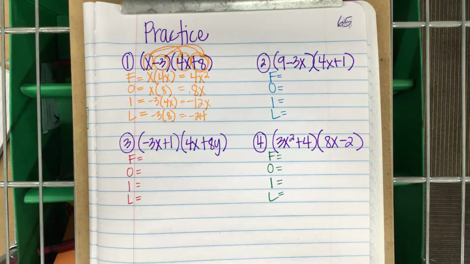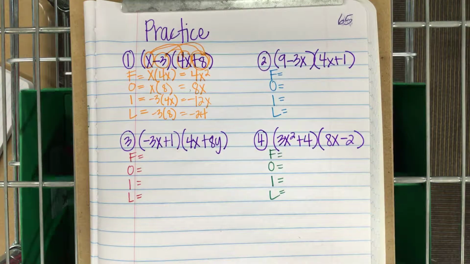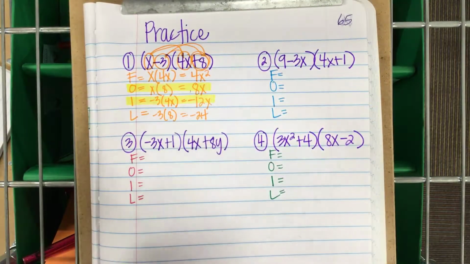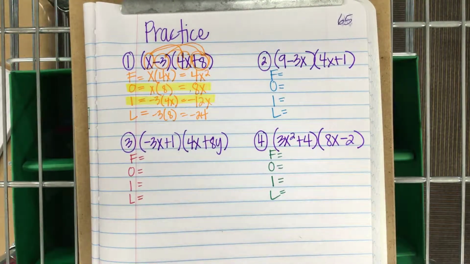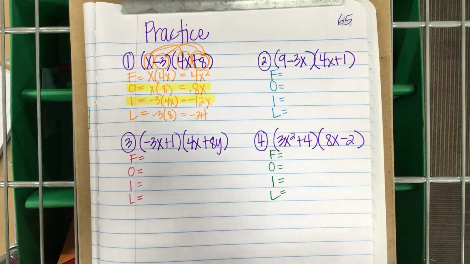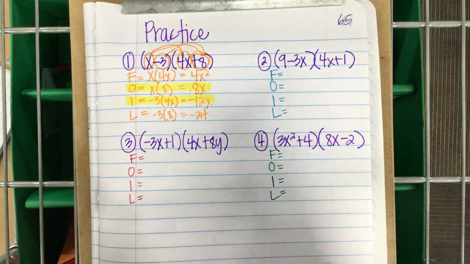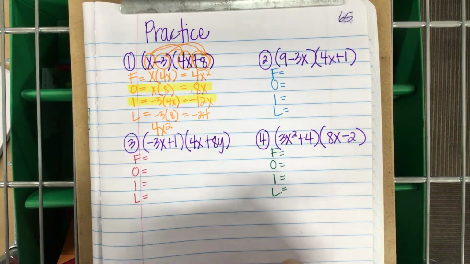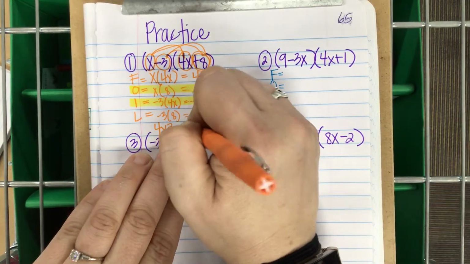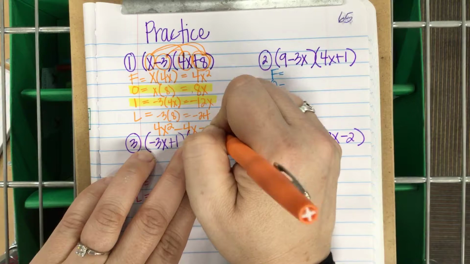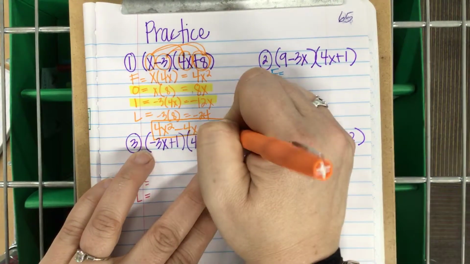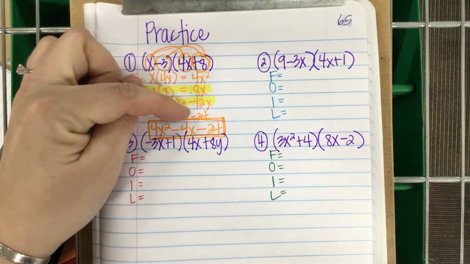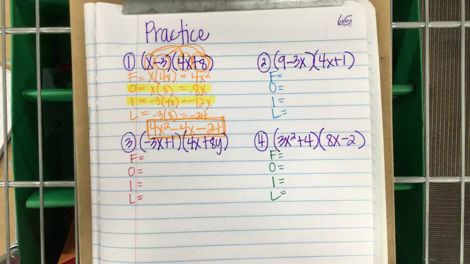I'm looking for common terms, right? Like terms. I've got 2 of them that can be combined. So my solution, my answer to this binomial times this binomial is 4x squared minus 4x minus 24. Where did minus 4x come from? 8x minus 12x. They're like terms, so they can be combined.